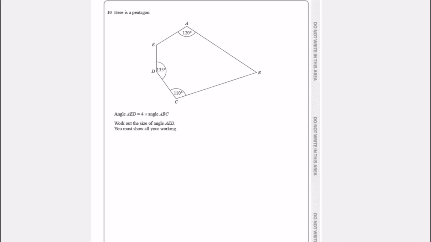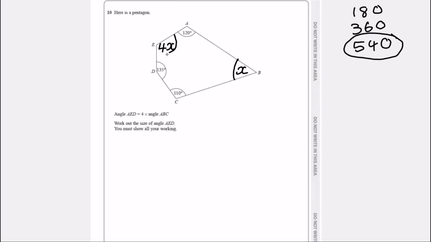Question 10. Here is a pentagon. Angles in a pentagon. So angles in a triangle is 180. A quadrilateral, 360. A pentagon is 540. It goes up by 180 every time. So 3 sides, 180. 4 sides, 360. 5 sides, 540. And we are told angle AED, this one here, is 4 times ABC. So if this one's x, this one is 4x. So we can work out the size of the missing angles because we know they sum to 540.